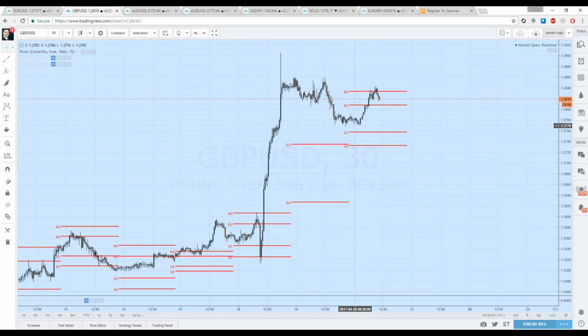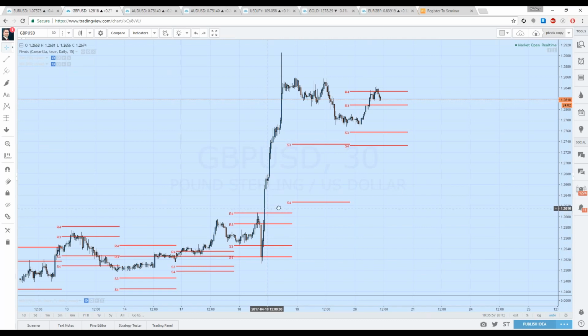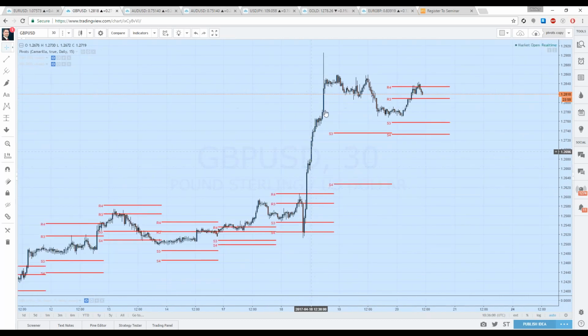Okay, the pound dollar, we can see the move on Tuesday based off of the news in England.